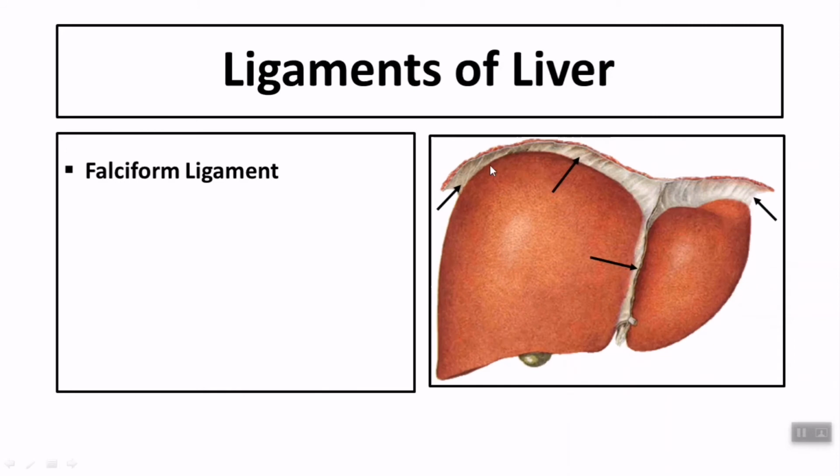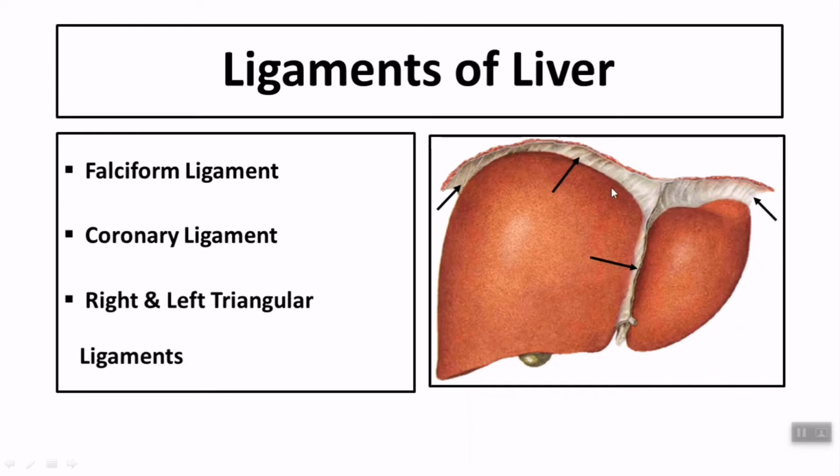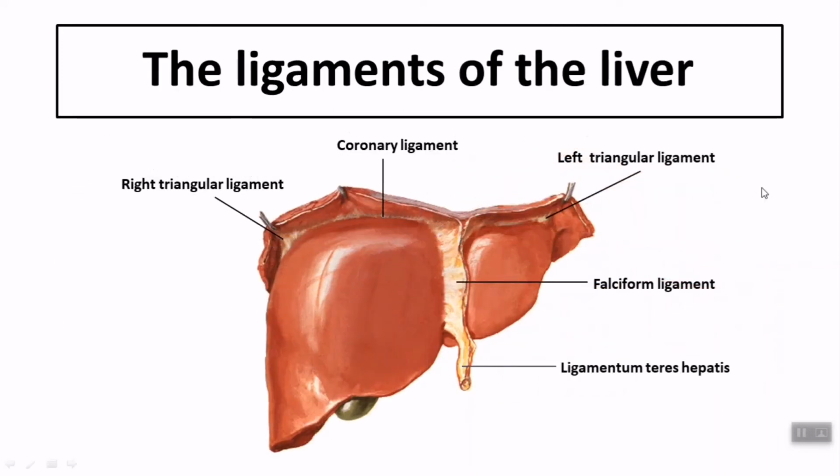From these ligaments also are the ligaments of the liver. The ligaments of the liver also are a double layer of peritoneum. At certain sites it will form a ligament that attaches the liver to the anterior abdominal wall or to the diaphragm or to the nearby structures. These are the falciform ligament, the coronary ligament, the right and left triangular ligaments.